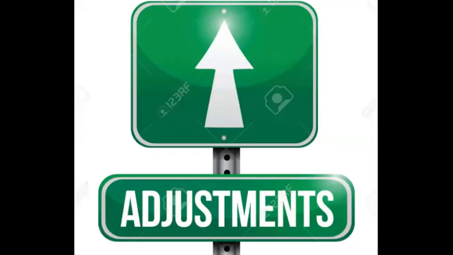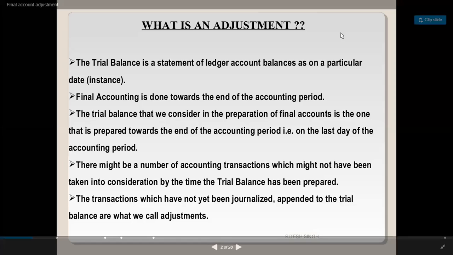Welcome, students. The next topic of grade 11th accountancy is adjustments in final accounts. After preparing the trial balance, there are certain particulars or things which remain and need to be adjusted. This adjustment is done point-wise, and how the effect in the final accounts is made, we are going to see in this chapter.